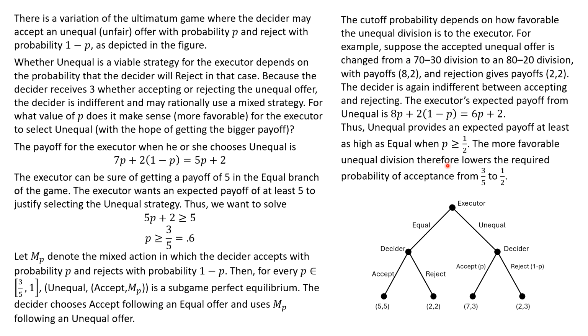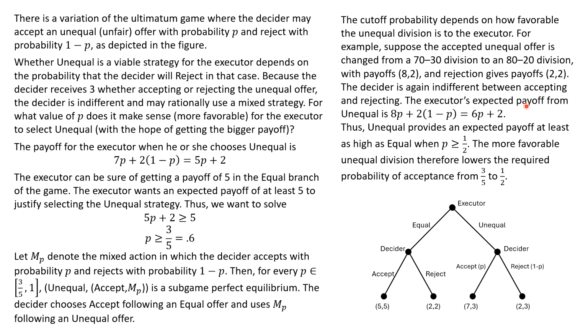And then there's yet another variation that I mentioned here. The cutoff probability depends on how favorable the unequal division is to the executor. If we change from 7-3 to 8-2, and we make this 2-2, so again, the decider has 2 or 2 in either case and doesn't care whether accept or reject. It uses a mixed strategy.